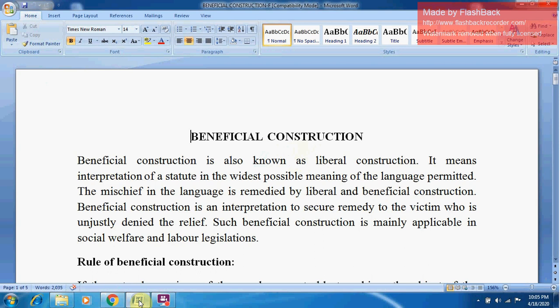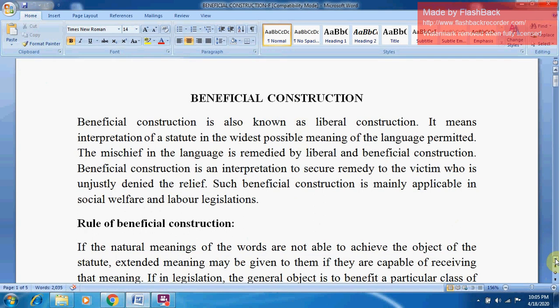Such beneficial construction is mainly applicable in social welfare and labor legislation. I repeat, such beneficial construction is mainly applicable in social welfare and labor legislations. Let us see how the rule of beneficial construction will work.